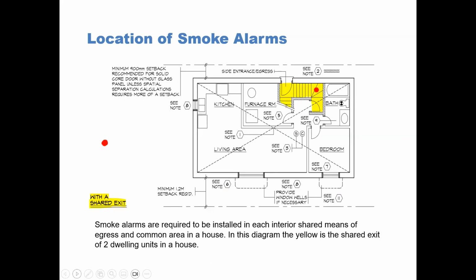In this diagram, smoke alarms are required to be installed as indicated previously in each interior shared means of egress. So we have a common means of egress, which is like a two-unit dwelling. And as a result, in that common area, the smoke alarm would be required to be located within the shared exits, which is highlighted in yellow.